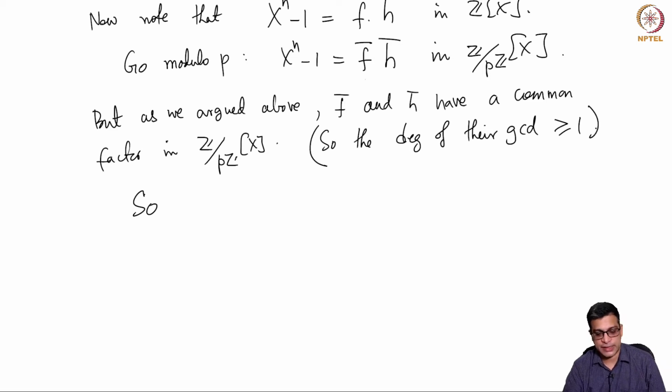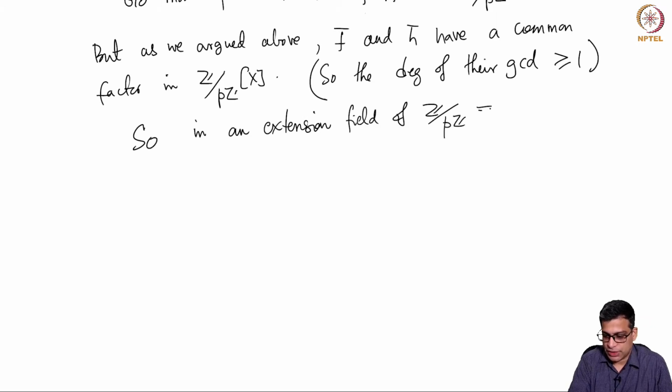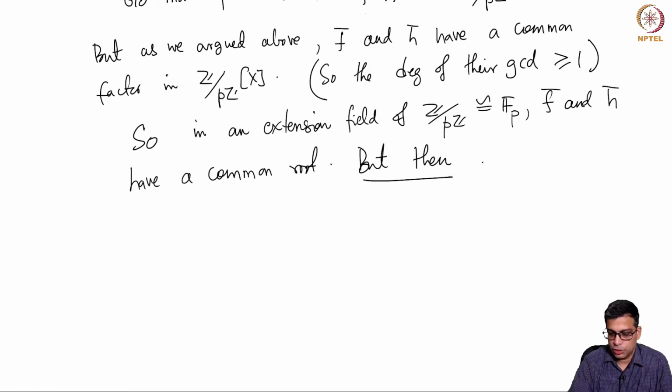And then when I discussed separability and we talked about multiple roots, we argued that if 2 polynomials have their GCD of positive degree in the base field, in an extension field they have a common root. So in an extension field of Z mod pZ, which of course is F_p, f and h have a common root. But this is a crucial point. But then x^n minus 1 has a multiple root.